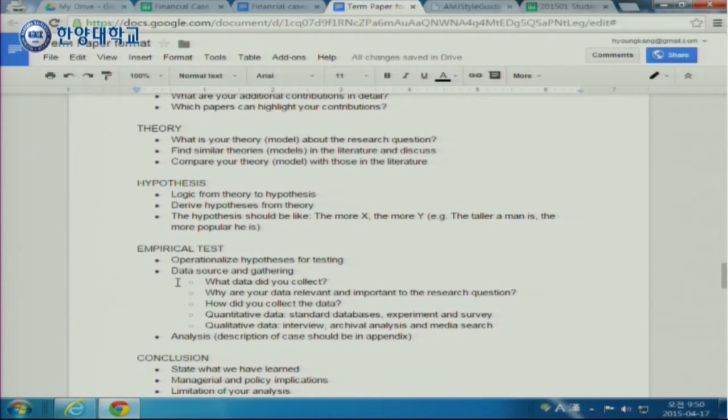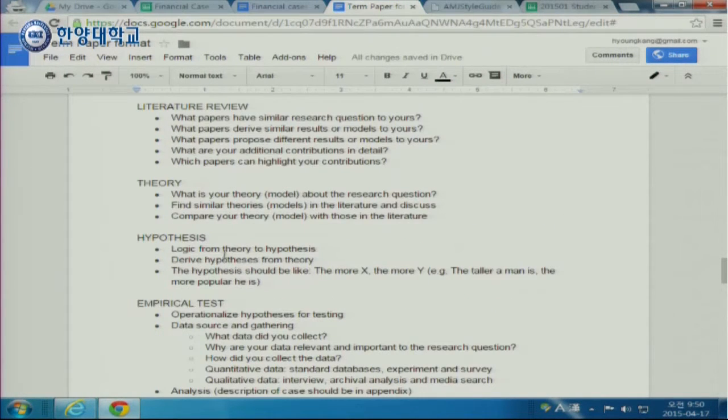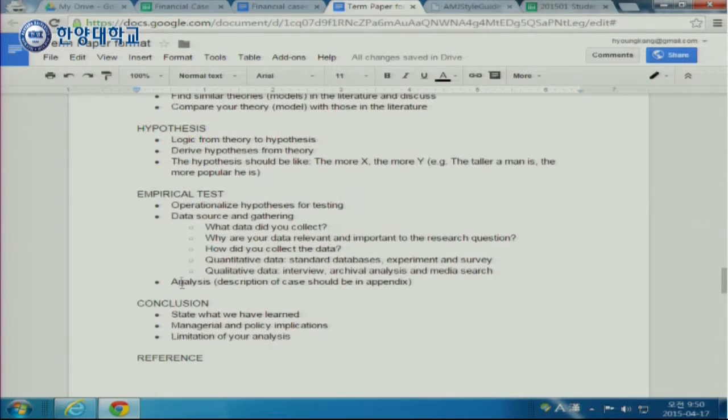So this is the complete version, and when you write a report in your job, your report is actually a subset of this one. Maybe you don't have a literature review part. In some cases, maybe you don't have a hypothesis part. But at least this is a complete list, and in your job, when you write a report, you pick some of these subsections.